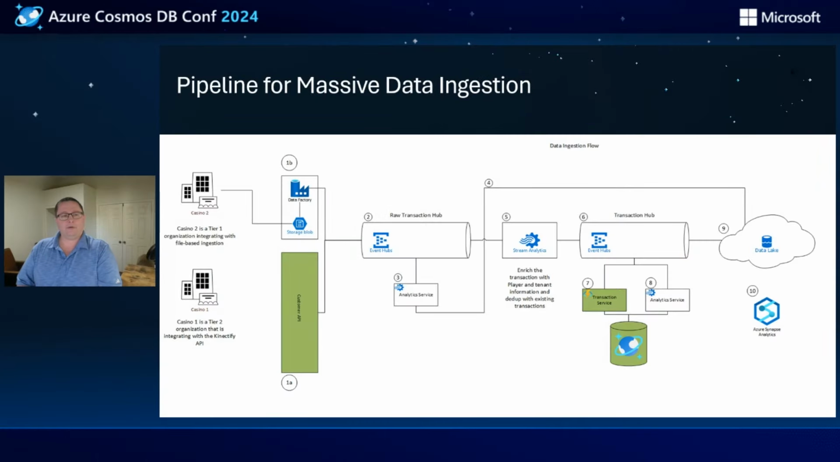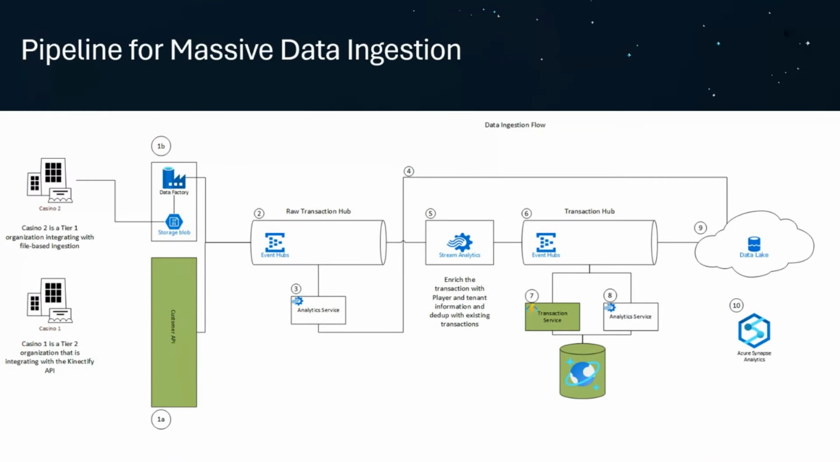I want to talk about our pipeline for how we ingest thousands of transactions per second into our platform and the role that Cosmos DB plays in that. So here's kind of a little placemat of how ingestion works in our platform.